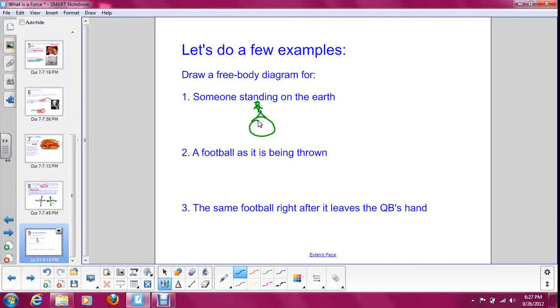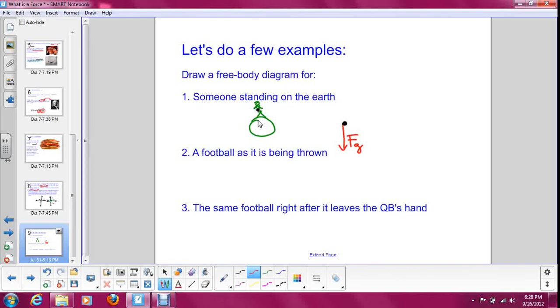We want to make a free body diagram of this person. So we take the center of their mass and we represent it using a dot. Then we want to add arrows that represent the force vectors acting on this person. So this person is standing on Earth, which means they are being pulled down to the center of the Earth by gravity. And I'm going to write that FG. So that means the force of gravity pulling them down.